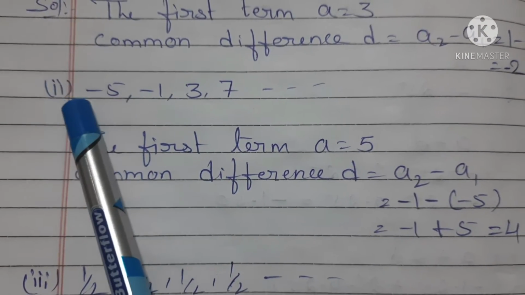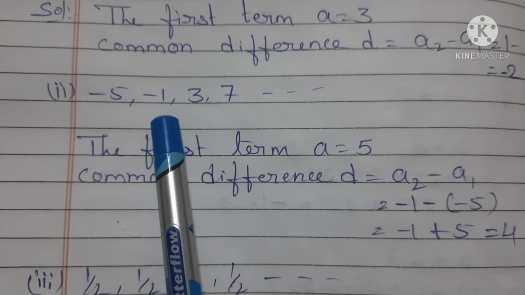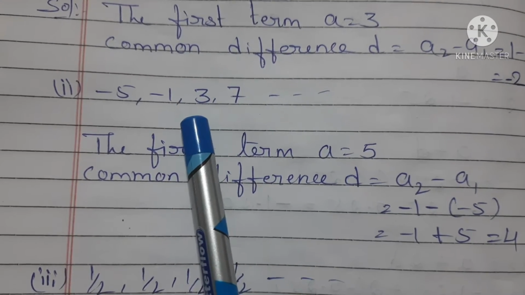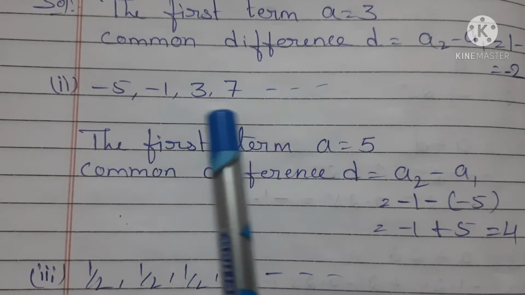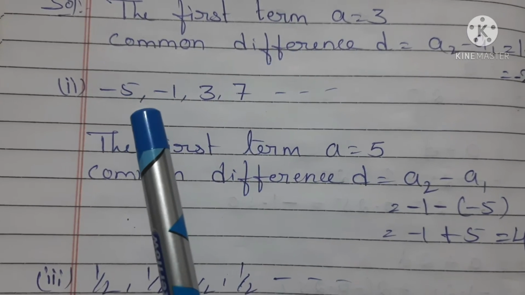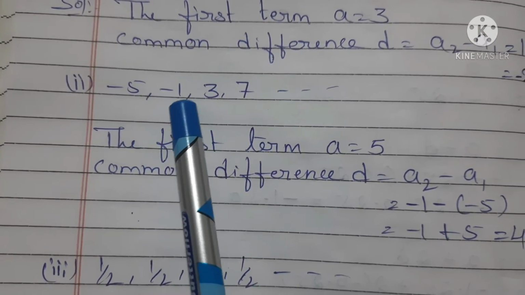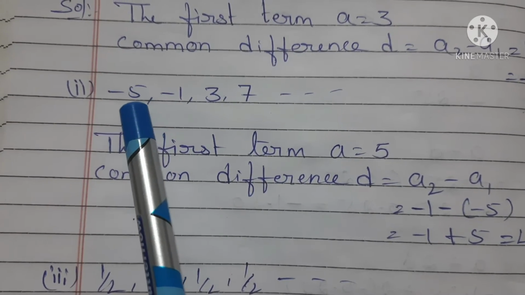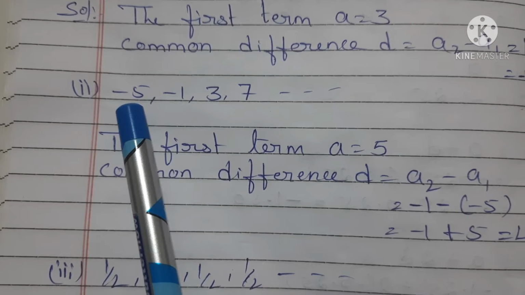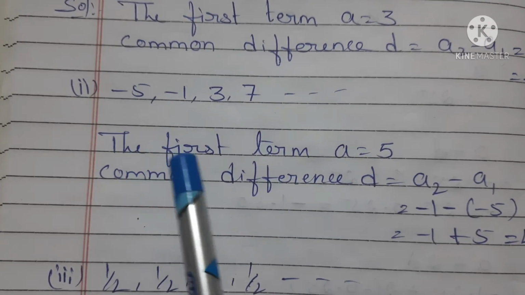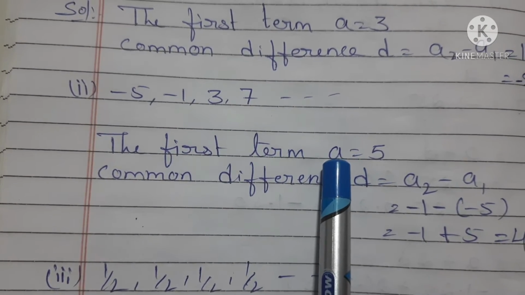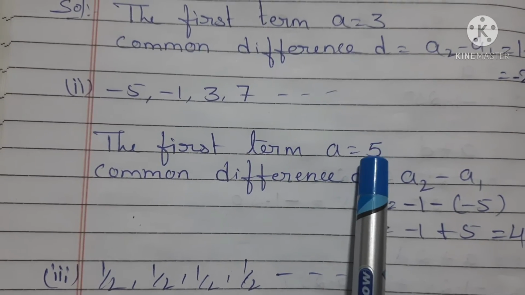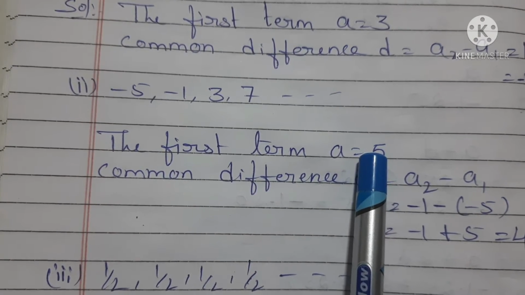The second problem: minus 5, minus 1, 3, 7, and so on. In this we should find out the first term and the common difference. Now this is a1, a2, a3, a4. Now see here, always a1 is the first term. Now the first term a and a1 are both the same. a is equal to minus 5.